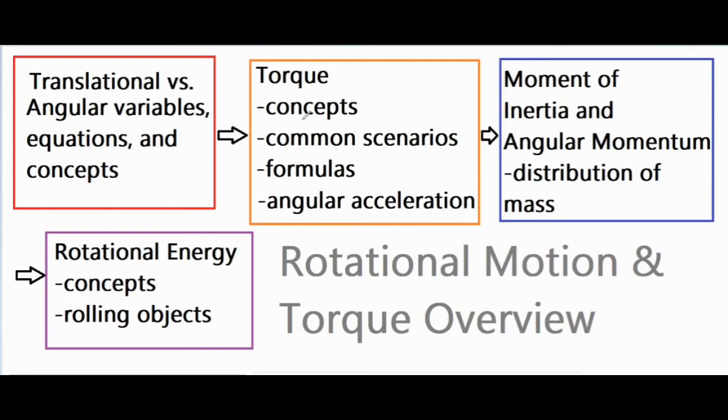Secondly, we're going to be taking a look at torque, different concept scenarios and formulas that cause angular acceleration. And then third, we are going to take a look at the moment of inertia, so rotational inertia, and how it pertains to angular momentum and how mass is distributed for an object. And then finally, taking a look at rotational energy and all different concepts associated with that and with rolling objects. So let's go ahead and get started taking a look at translational versus angular variables.